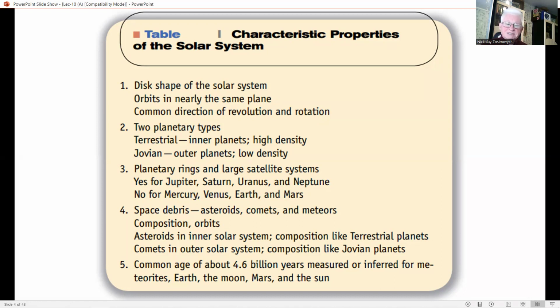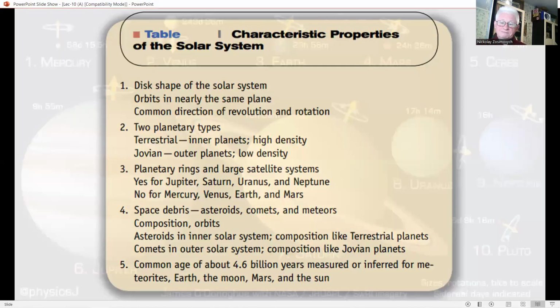The sun, planets, and moons mostly revolve and rotate in the same direction because they form from the same rotating gas cloud. The orbits of the planets lie in the same plane because the rotating solar nebula collapsed into a disk, and the planets formed in that disk.